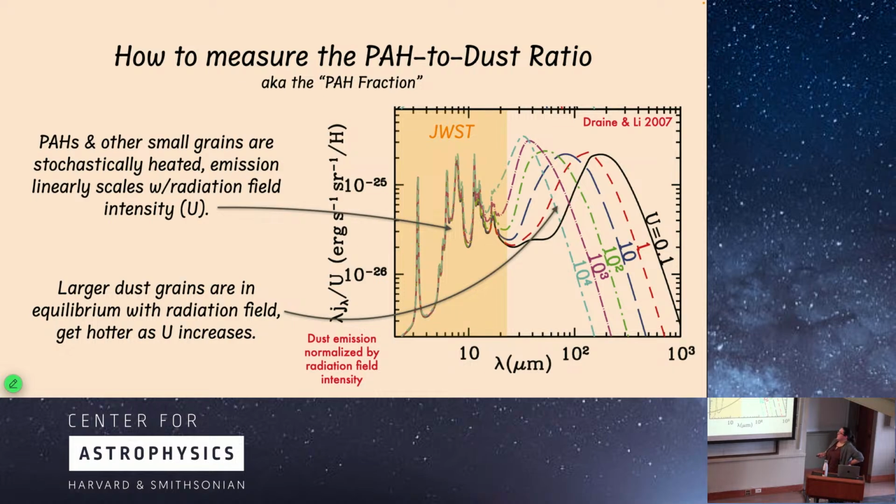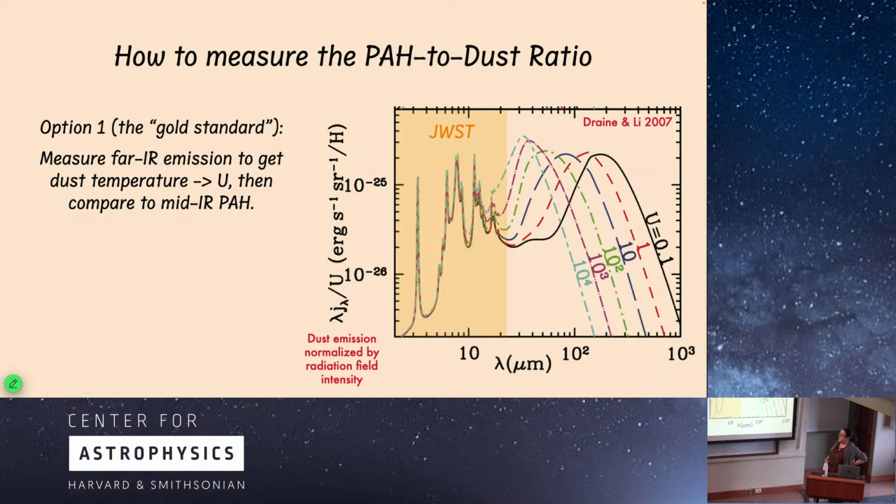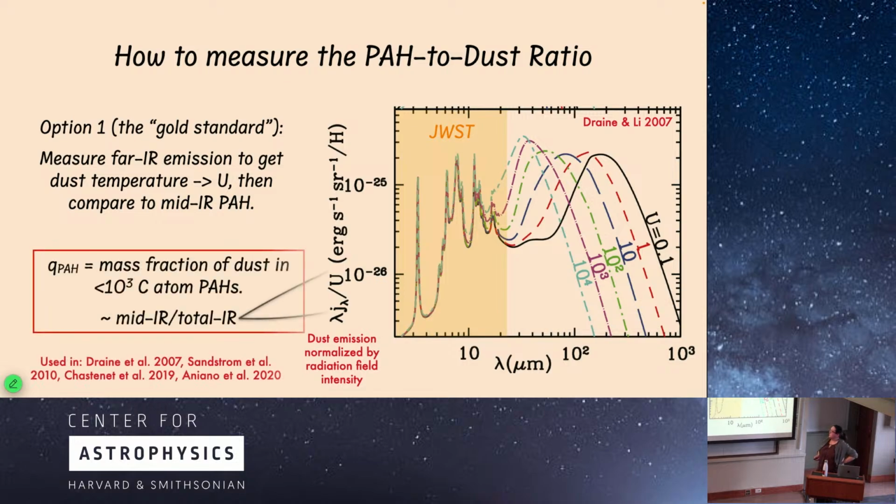So for mapping the PAH abundance, what we can do, in the best case scenario, is measure how much dust there is from this peak, and measure the strength of the radiation field. Then we can compare to what we see in the stochastic part and work out what fraction of the dust mass is in the form of PAHs. This is what we would call a gold standard. We use far infrared observations to measure this part, and then mid-infrared observations to get the PAHs.